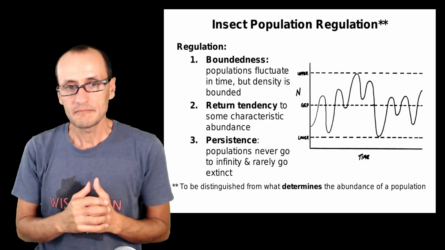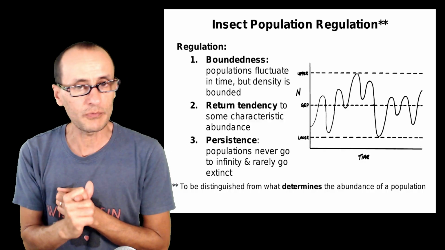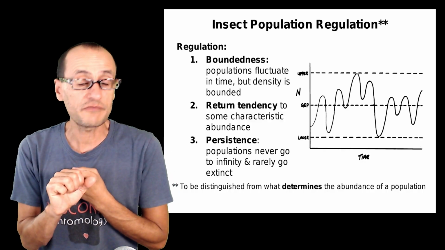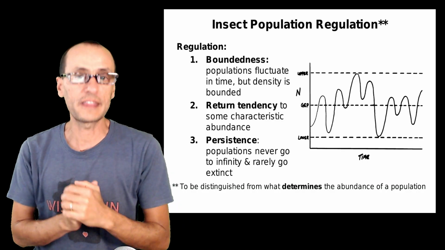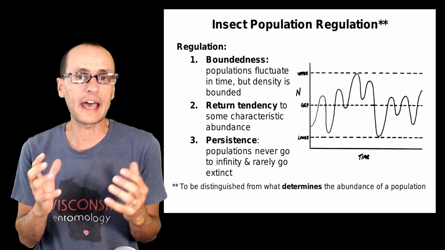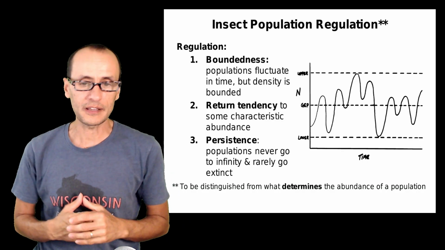So the question is, is this true? Are populations actually regulated? And what are those factors that prevent them from getting too big and rescue them when they get too small? What is it that regulates insect populations?